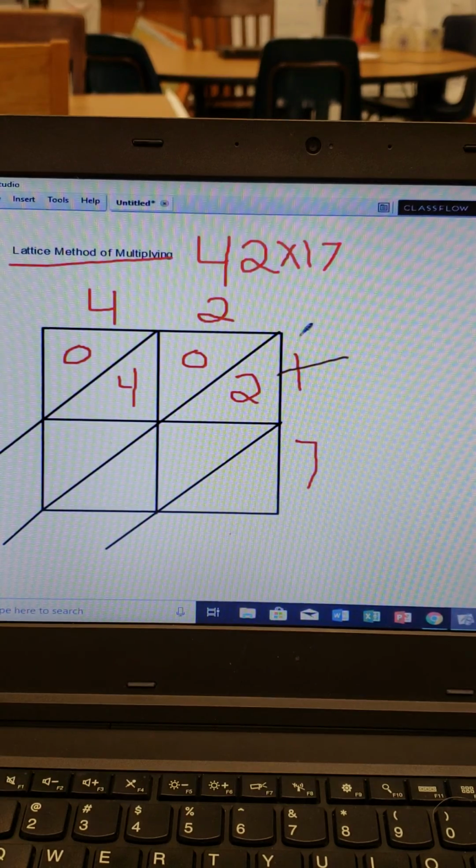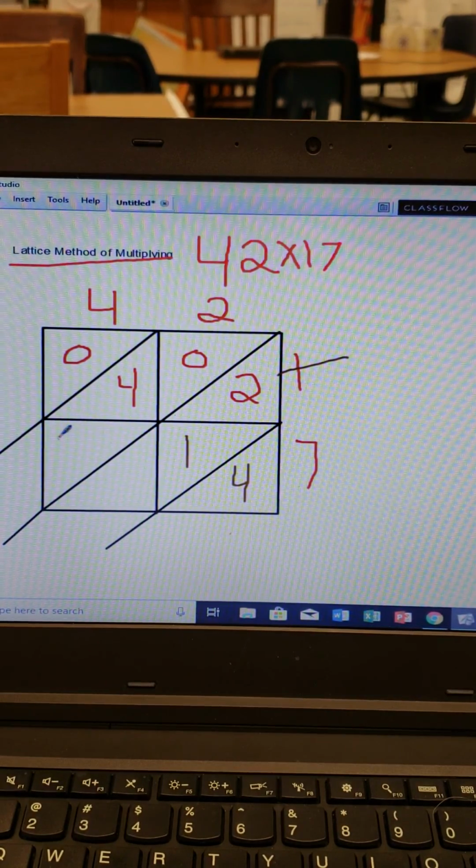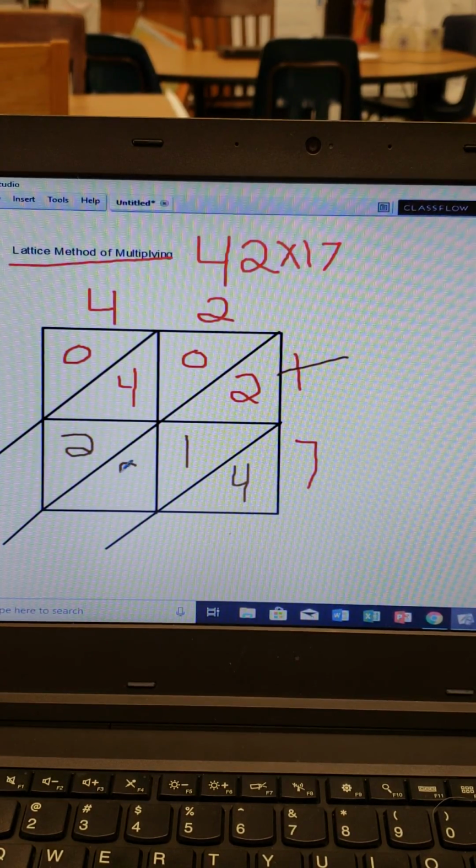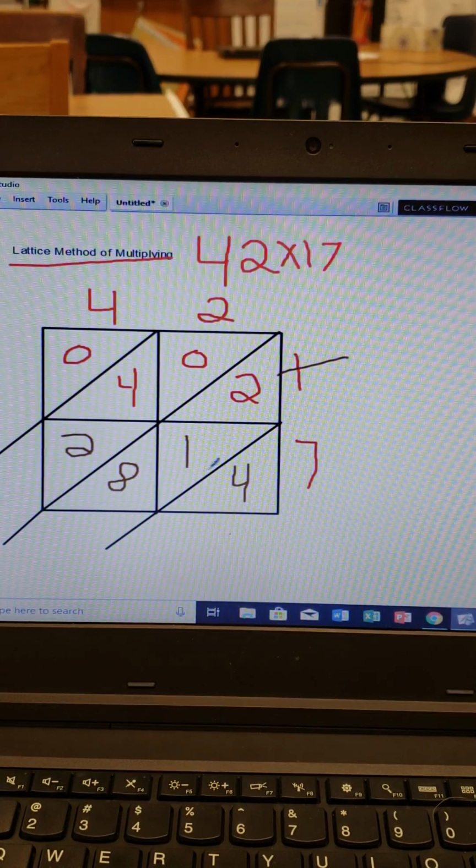I still need my 4 and my 2 because I need to times them by 7. So what is 2 times 7? Well, that's 14. So I have a 1 in my tens place and a 4 in my ones place. Over here I have 4 times 7, which gives me 28. 2 in my tens place, 8 in my ones place.